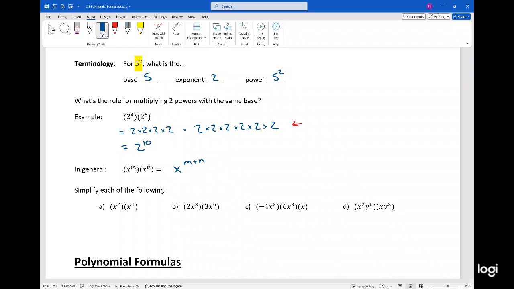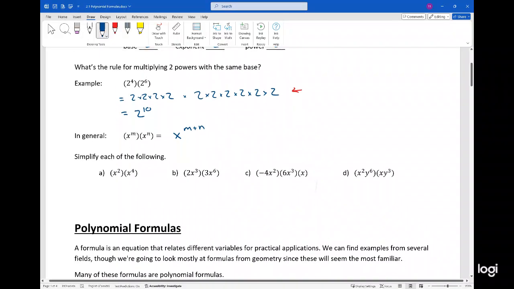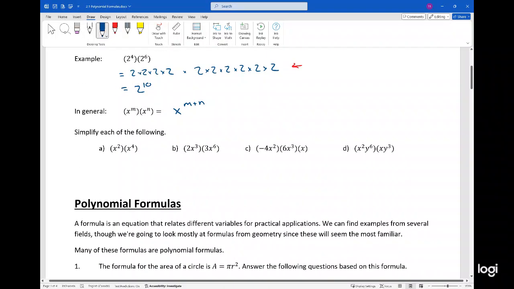Okay, so just to do a couple examples super quickly. x squared times x to the power of 4 is just x to the power of 6. Just add those exponents together. Now here we've got some coefficients. We've got a 2 in front of our x cubed and a 3 in front of our x to the 6th, but multiplication is multiplication. Order does not matter, so we could do this in any order we want.